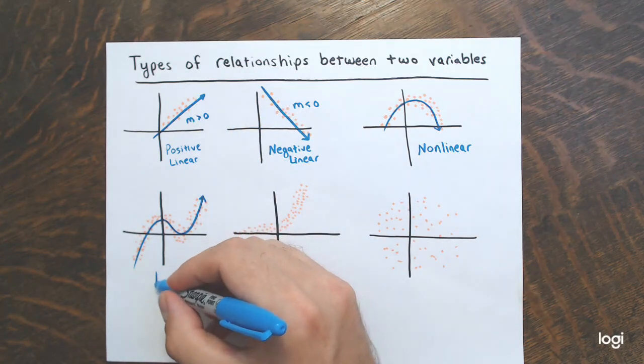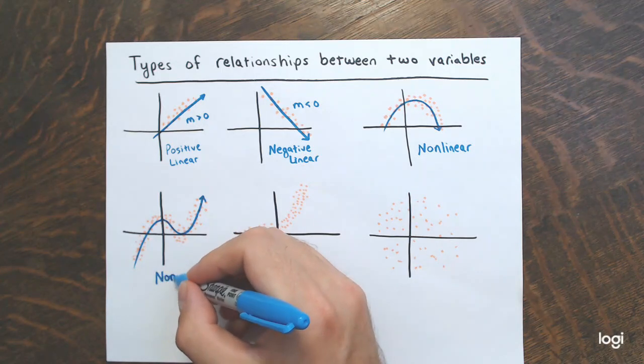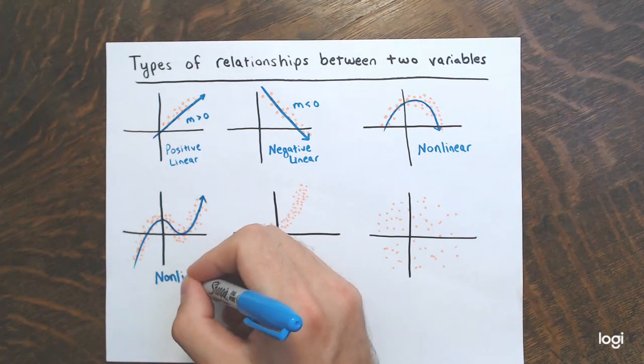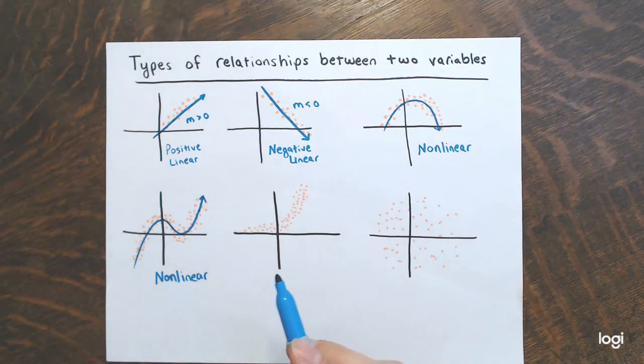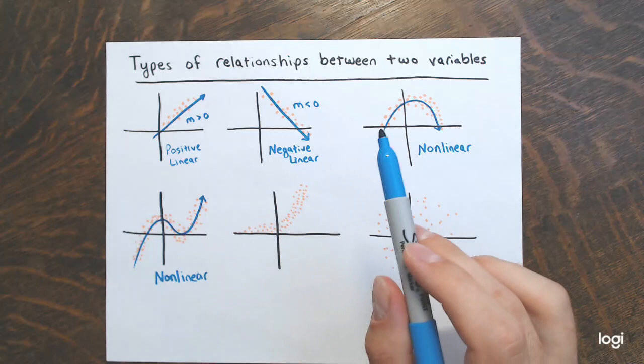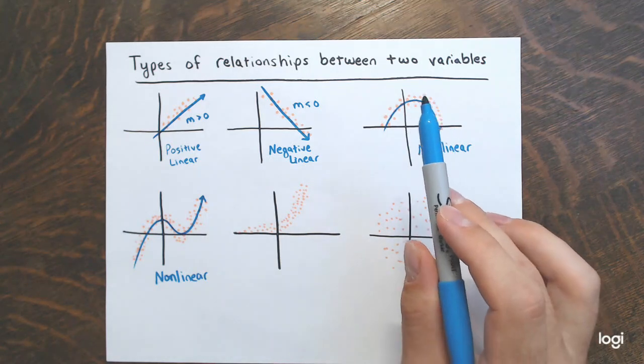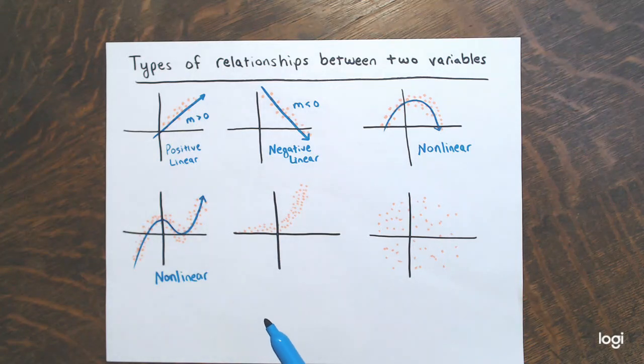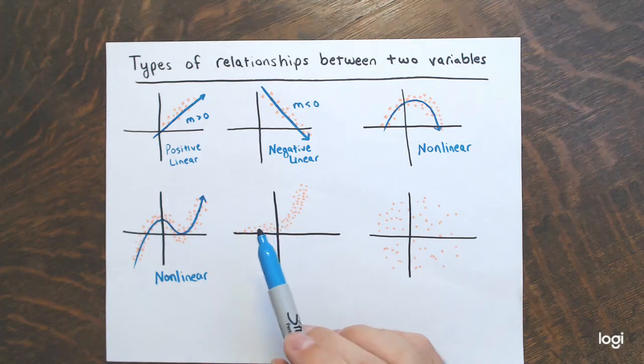So again, all we're going to say is that the two variables, the independent and dependent, the x and y variables here, have a non-linear relationship, right? Because there's still a pattern, right? In these last two pictures, there's still a clear pattern forming with these points, but it's just not a line. That's all.